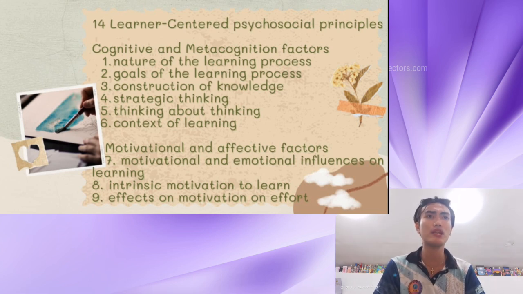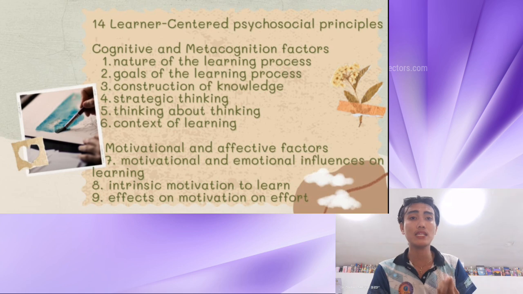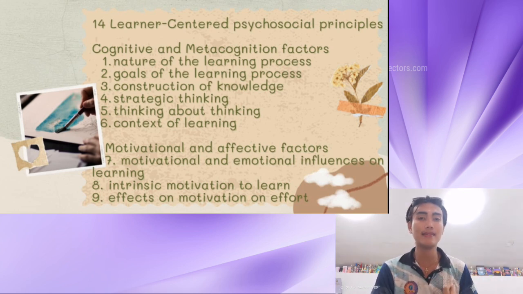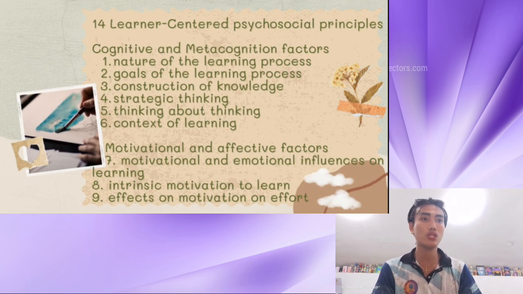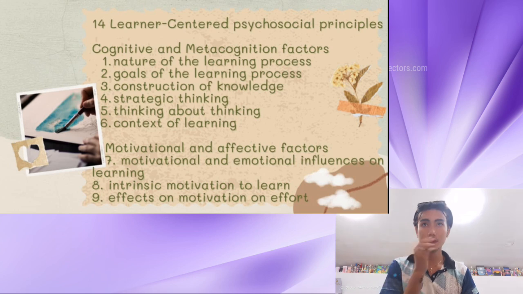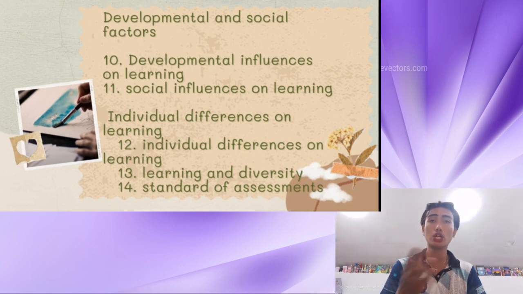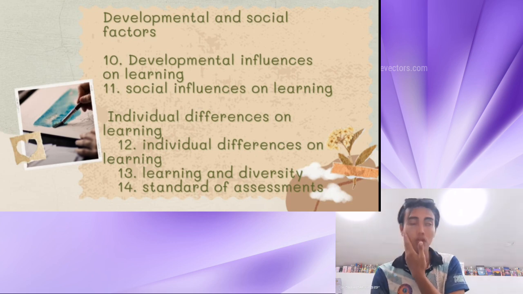Then what about the motivational and affective factors? It is the motivational and emotional influences on learning. The next is intrinsic motivation. When we say the word intrinsic, it is inside of us. Next is effects of motivation on effort. Next, developmental and social factors. For example, developmental influences on learning. Next is social influences on learning. So that is the developmental and social factors.